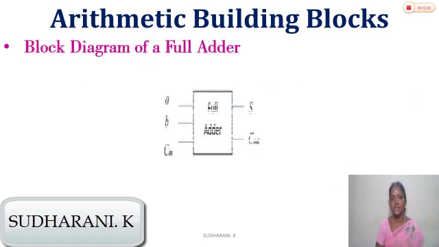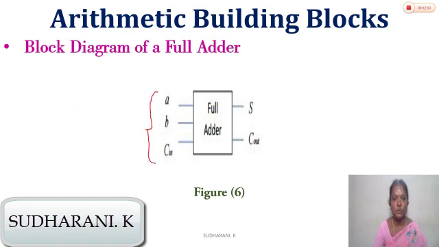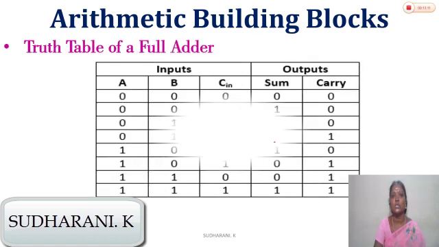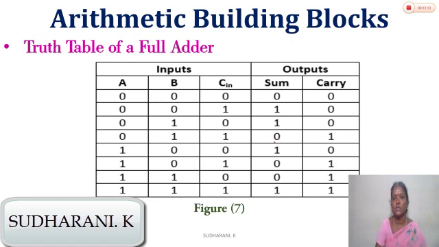The next is the block diagram of a full adder. So here A, B and C in represent the 3 inputs to a full adder, and S represents the sum output of the full adder, and C out represents the carry from the full adder. The next is the truth table of a full adder. So we have 3 inputs to a full adder, so we have 8 combinations.